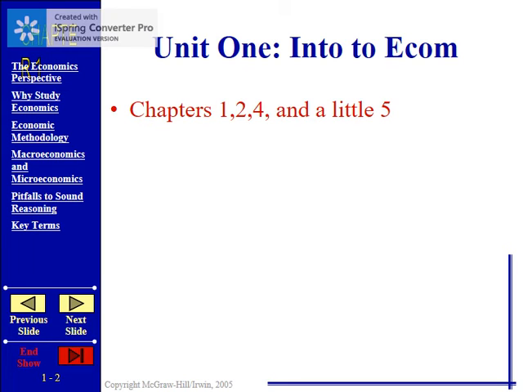This is Unit 1, Introduction to Econ. This is Chapters 1, 2, 4, and a little bit of Chapter 5 in the Green Book, and Chapters 1, 2, and 4 in our new Blue Book.